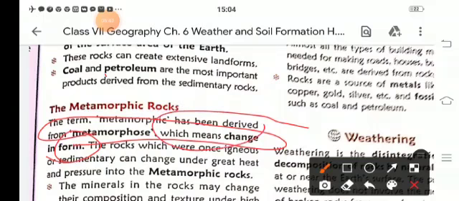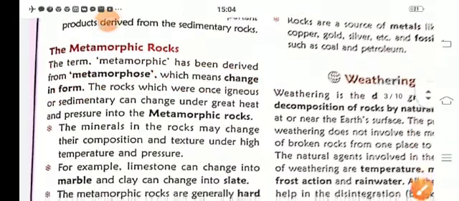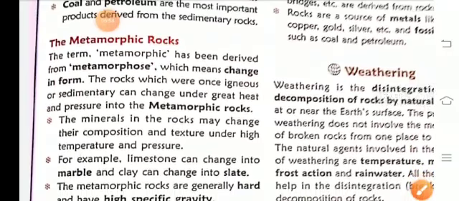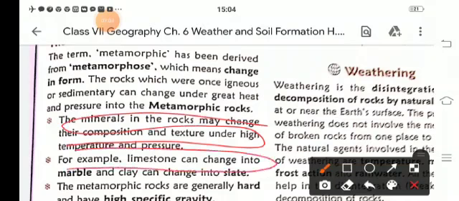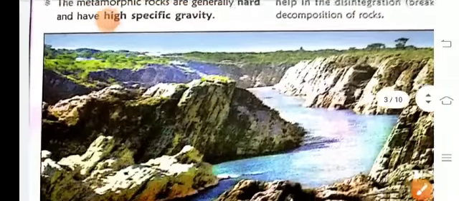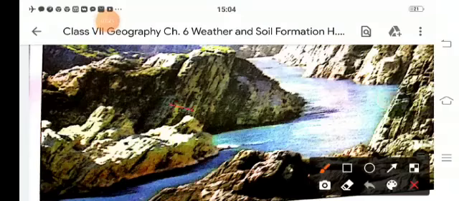When the temperature goes up, the minerals in these rocks change their composition. Sometimes they become smooth, sometimes they become hard. For example, limestone can change into marble, and clay can change into stone. See here, a picture is there. Limestone is now changing into marble.